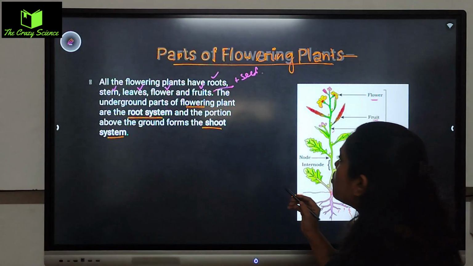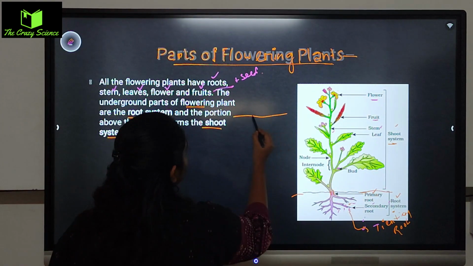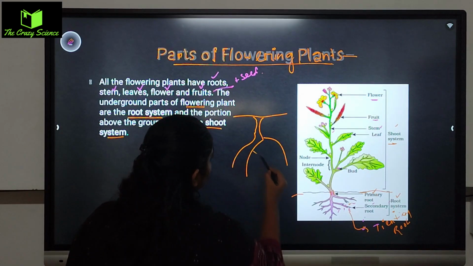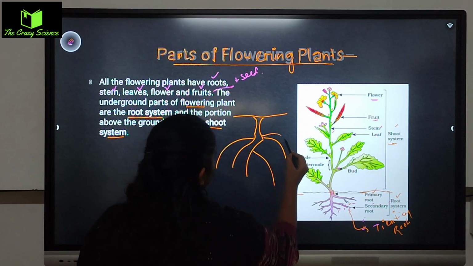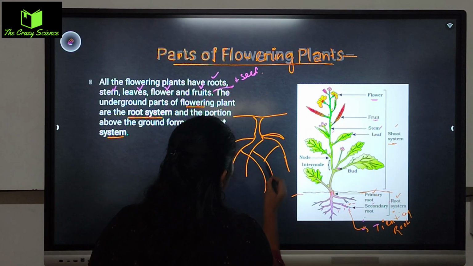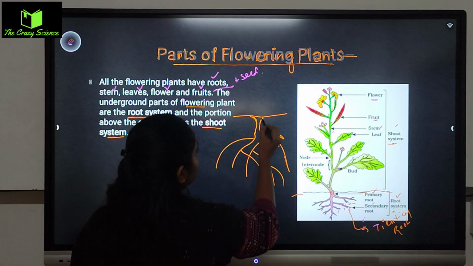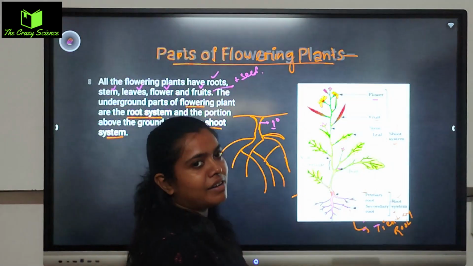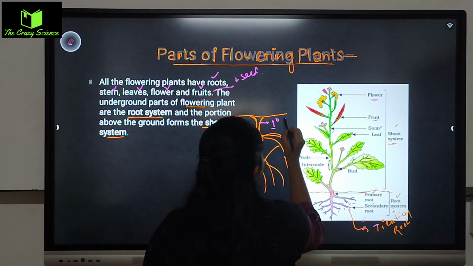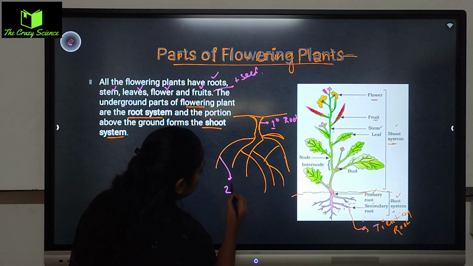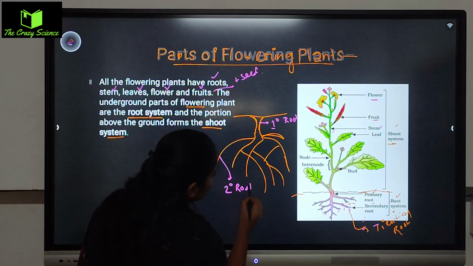So basically if I draw that particular diagram, it will look like this. This kind of drawing I can draw. So I can draw it this way, okay? If I draw it this way, you will see this particular main branch is called the primary root. Primary I can write as 1 degree. Okay, the primary root. And the branches you are seeing are called the secondary roots, meaning I can write 2 degree.